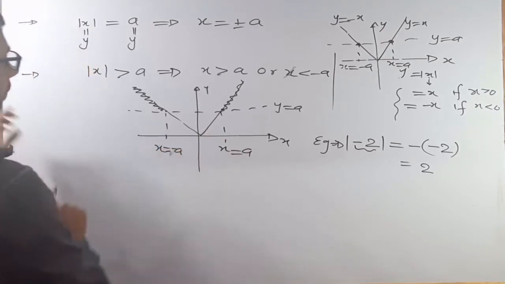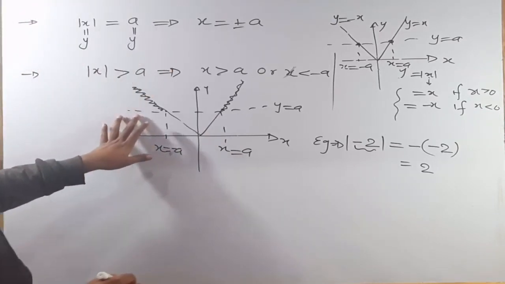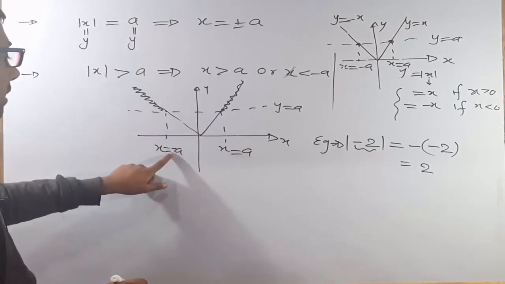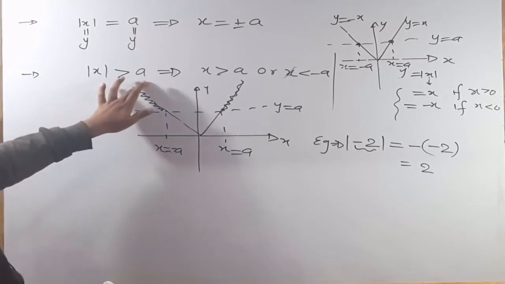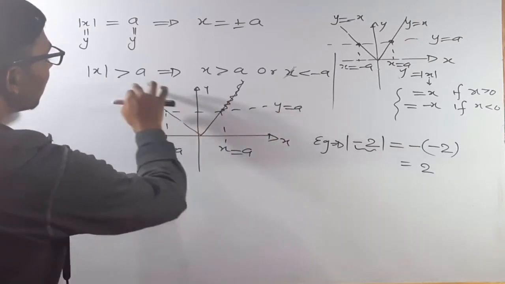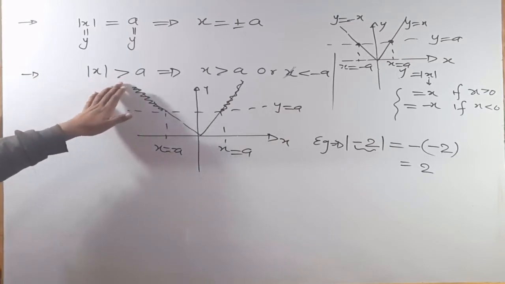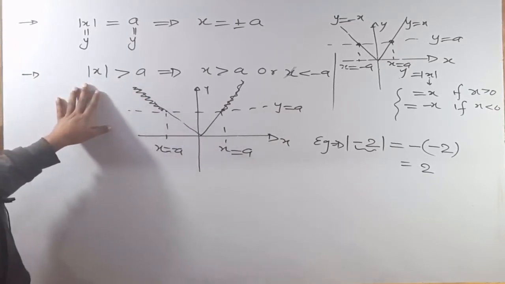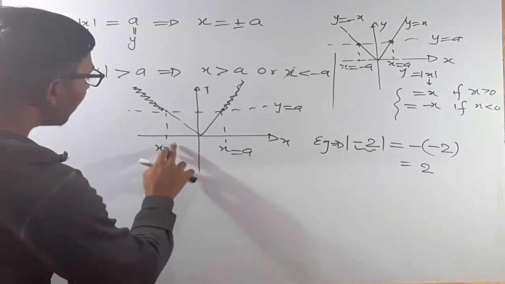Minus a. This is the point. So I am saying that for each and every value of x less than minus a, we can say modulus of x will be greater than a. This is the y equals a line, this is the modulus function. Here I am saying the modulus function will be greater than a, then we need to find the values of x. So we need to find the values of x. How can we find the values of x?